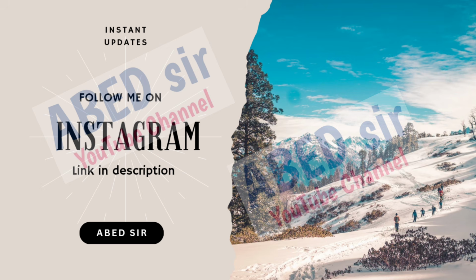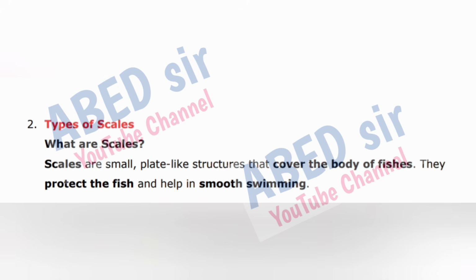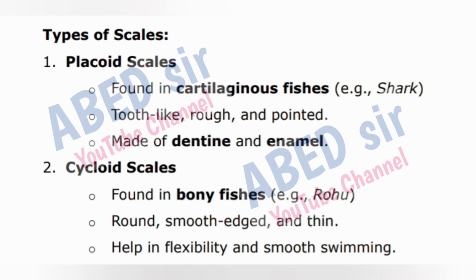Next important short question is types of scales. What are scales? Scales are small, plate-like structures that cover the body of fishes. They protect the fish and help in smooth swimming. Types of scales. 1. Placoid scales. Found in cartilaginous fishes, example, shark. Tooth-like, rough, and pointed. Made of dentine and enamel.